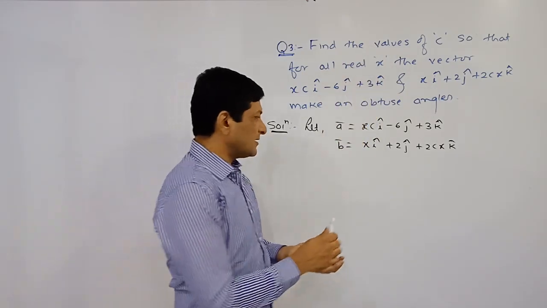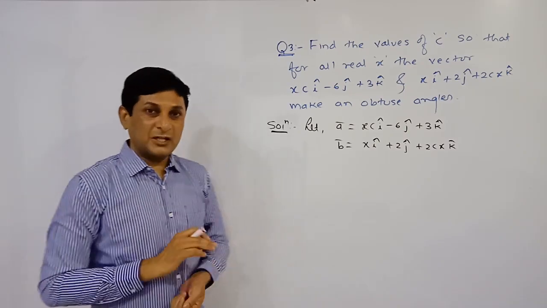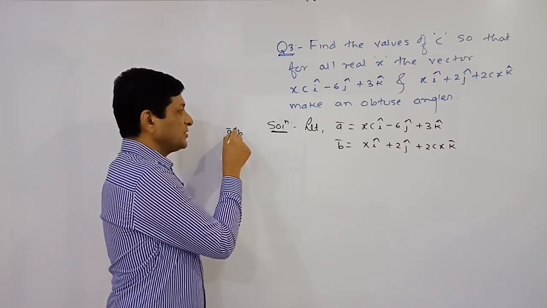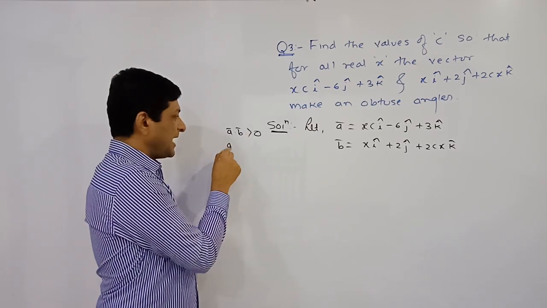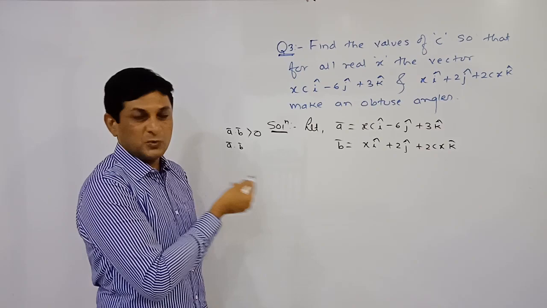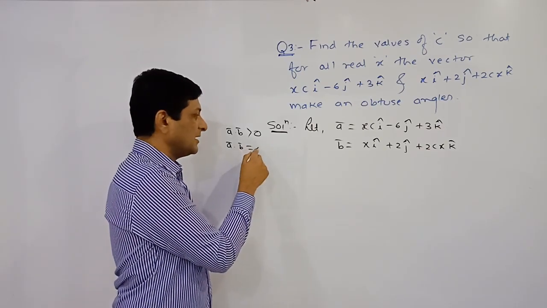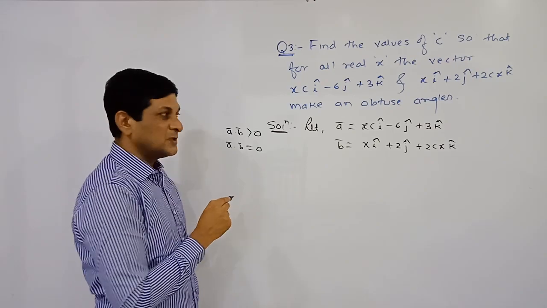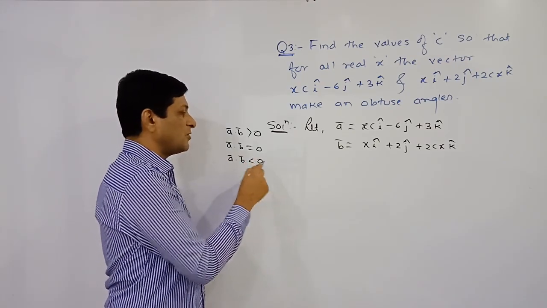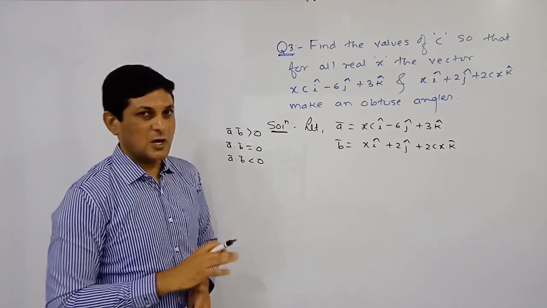So we know that if the angle between two vectors is acute, the value of the dot product will be positive, greater than 0. If the angle between two vectors is 90 degrees, meaning the two vectors are at right angle, or we can say perpendicular, the dot product is equal to 0. And if the angle between two vectors is obtuse, the value of the dot product is less than 0. All these results we have seen in dot product.